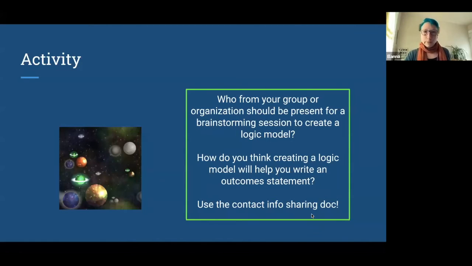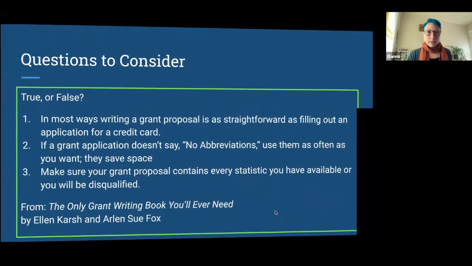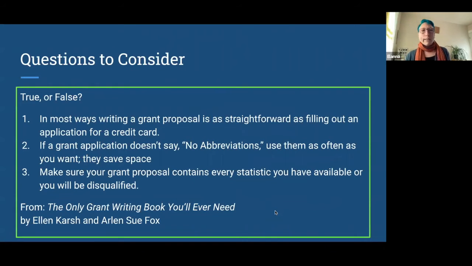Okay, so questions to consider. This is from The Only Grant Writing Book You'll Ever Need, and it is written by Ellen Karsh and Arlen Sue Fox. These questions are examples of what you'll find in that book as a guide to help you interpret all of the guidance that's available in that book.